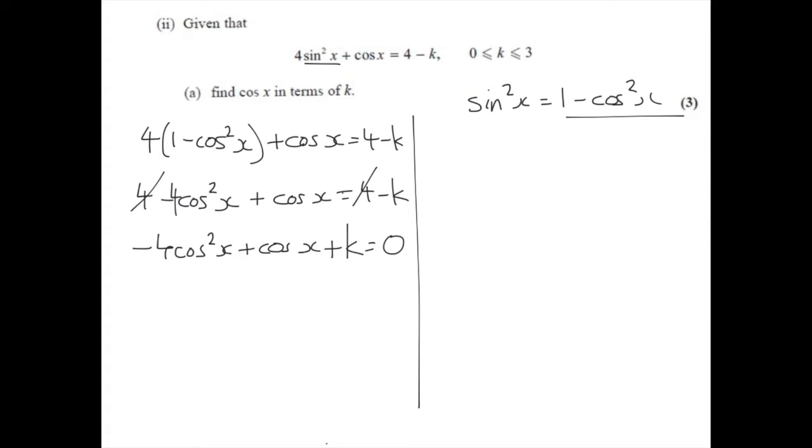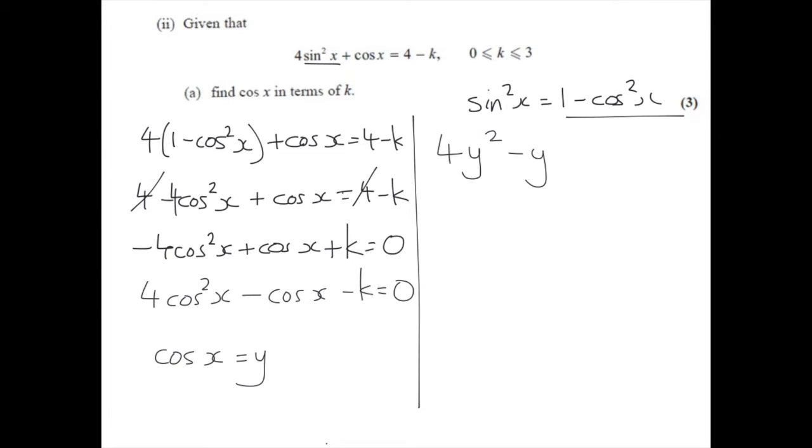Personally, I don't like it when a cos squared or x squared term is negative, so I'm going to times everything by minus 1, which means we're left with 4 cos squared x minus cos x minus k equals 0. Now, just for the moment, if I say that cos x is equal to y, so we can sort of see a quadratic equation, I'm going to say that 4y squared minus y minus k is equal to 0.